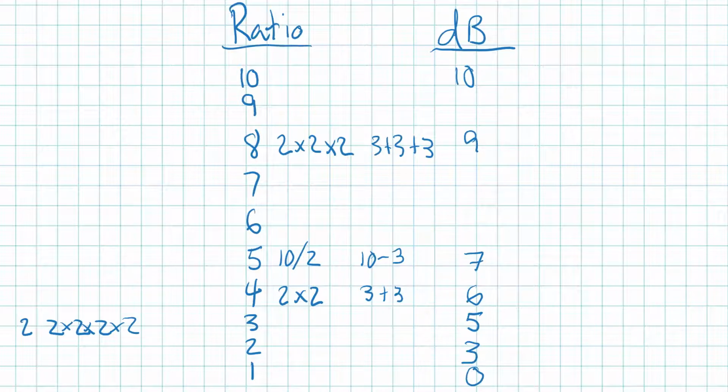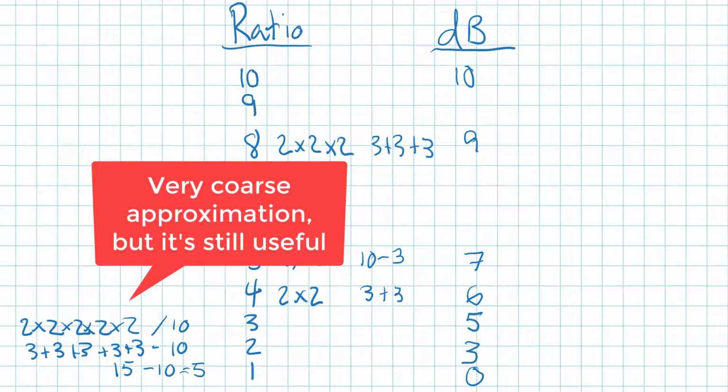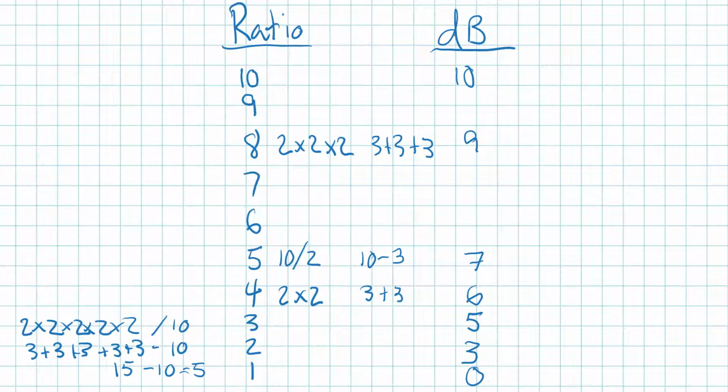Two times itself 5 times, and then divide by 10. So what you end up with, converting to dB, is 3 plus 3, 5 times, minus 10, which works out to 15 minus 10, or 5 dB. When you add up all those 3's, you get 15, and then subtract 10 and you get 5.